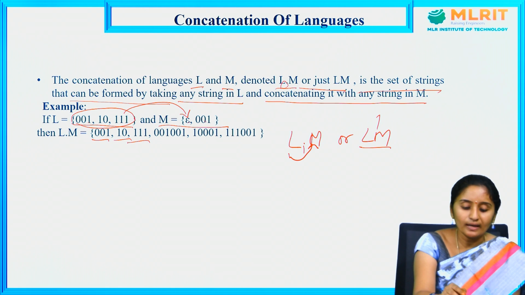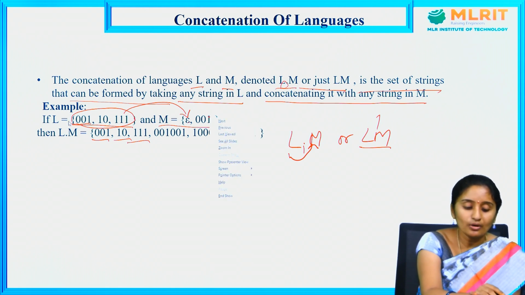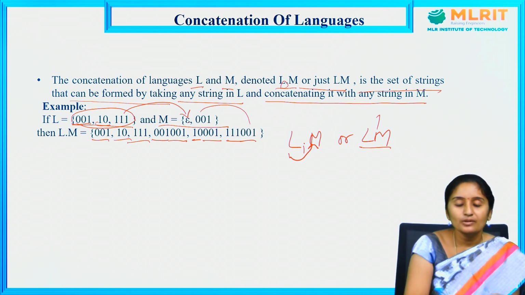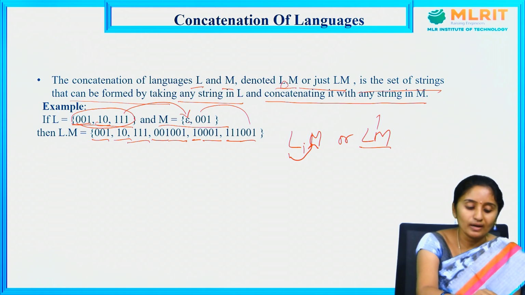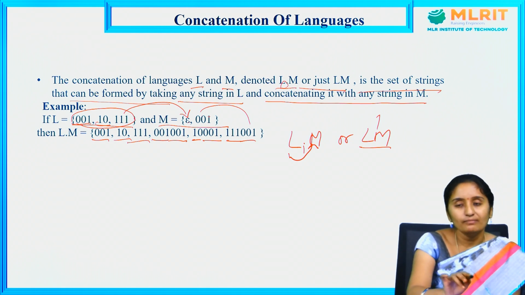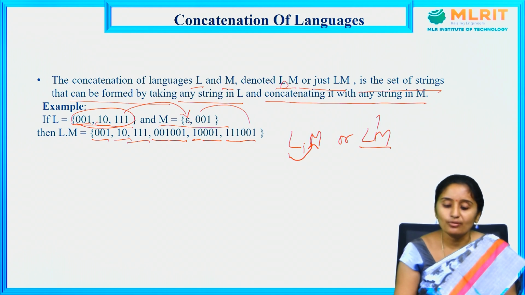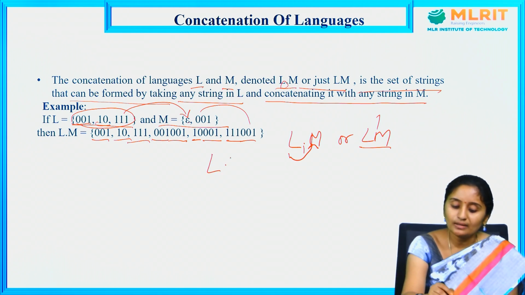The next one, I am concatenating the first string with the second string in M. So 001 followed by 001, 10 followed by 001, next 111 followed by 001. So nothing but I am concatenating one string from L language with one string in M language. So this is nothing but concatenation of language. It can be represented with dot, L dot M, or LM.